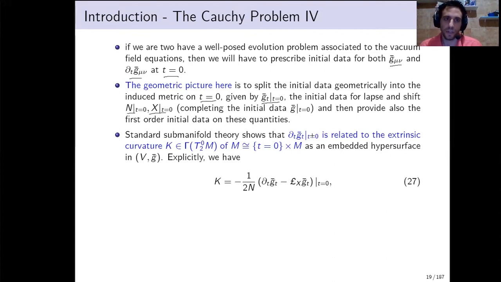And the first point is to realize that through standard hypersurface theory, this quantity is going to be related to the extrinsic curvature that we are going to denote by K of this hypersurface here. And the explicit expression is well known and can be computed explicitly to have this form here. Okay, so basically the first time derivative of the induced metric is going to give us the same information as the extrinsic curvature.